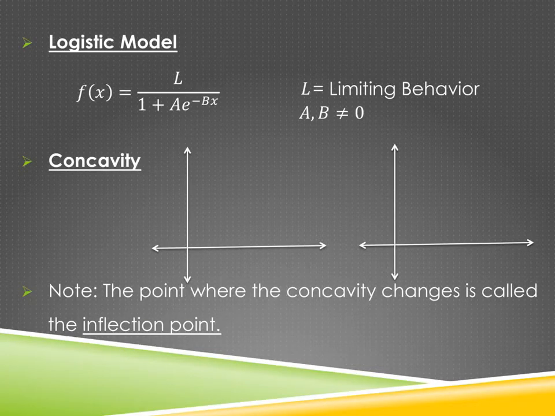So to start with, a logistic model has a very funny looking equation, and of all the equations we've done, this is the one you've most likely not seen. Capital L on top, 1 plus capital A e to the negative capital B x. I think it's lowercase a and lowercase b in your book. L is what's called the limiting behavior, and the a value and the b value are not 0. If you let a or b be 0, it turns into other functions, kind of like if we let a on the last one be 0, we became linear.